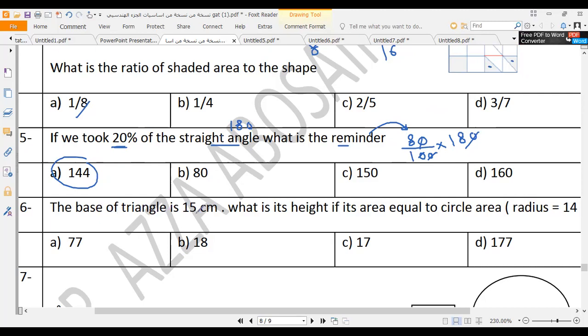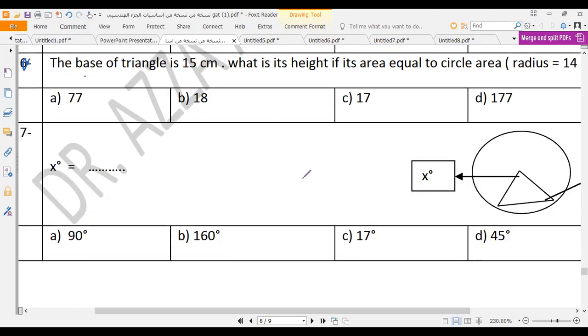This question here, I have a mistake on the numbers only. So we can leave it now. Okay, and let us see the next question here.